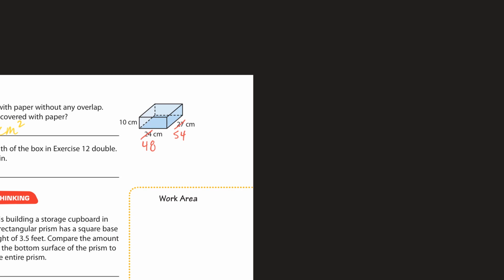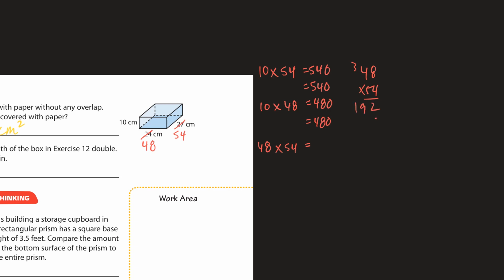So it's going to be 10 times 54, which is 540, and there's 2 of those. And then there is 10 times 48, which is 480, and there's 2 of those. And then there's 48 times 54. 8 times 4 is 32. That's 16, 17, 18, 19. And that's 0, 40, 20, that's 24. So 2, 9, 5, 2. That's 2,592, and there's 2 of those.